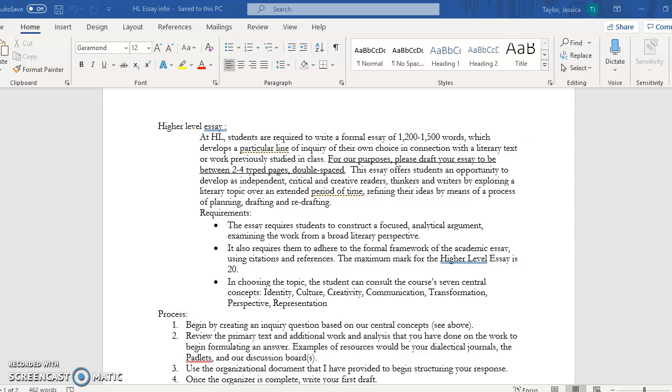Secondly, I'm not going to restrict you specifically to 1,200 to 1,500 words. Your essay does need to be between 2 and 4 typed pages. So of course that's MLA style, so you're going to be double spacing those pages. So it puts it down into a manageable task. Please do not extend over 4 pages.